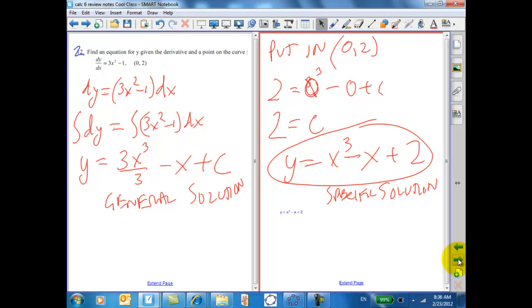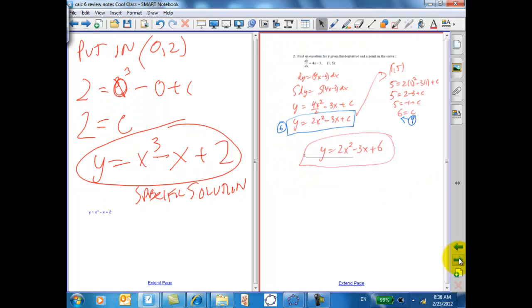This next example, now this is all available to you, right? Online? Okay. As a PDF. And now it's going to be a video as well. In this next one, you have 4x minus 3, 1 comma 5. So again, we have to take the antiderivative, which gives us a general solution. We get the specific solution by putting in that 1 point.